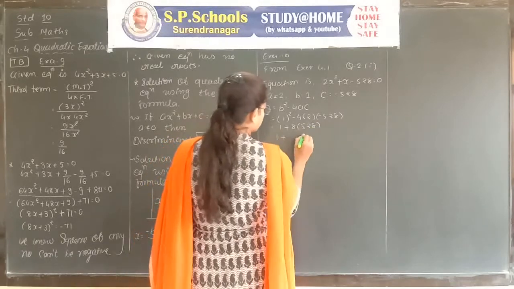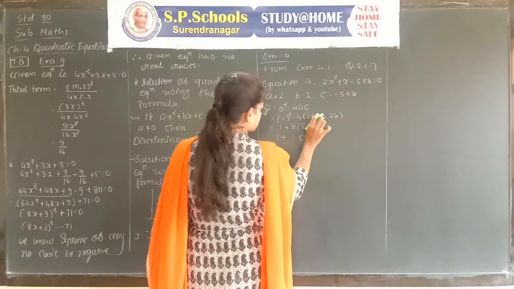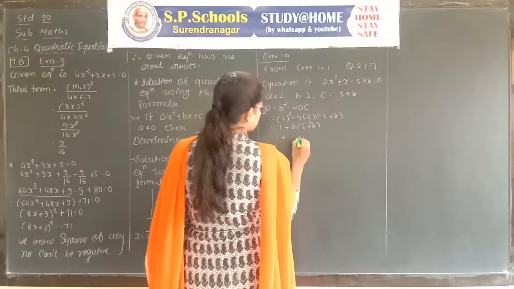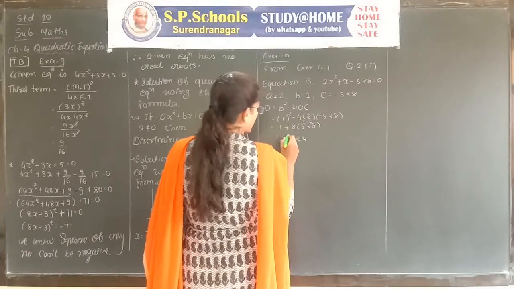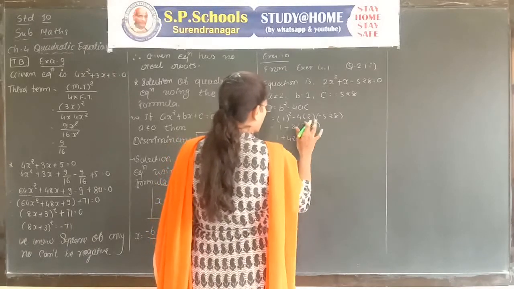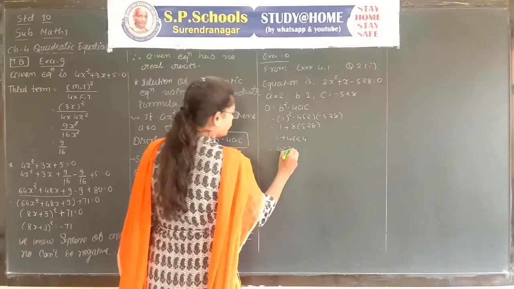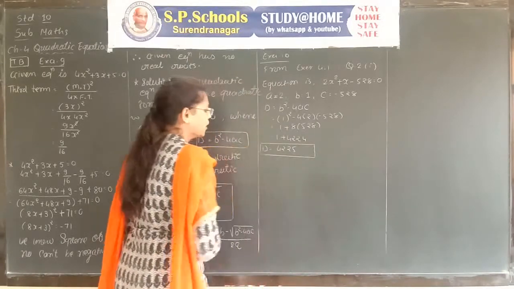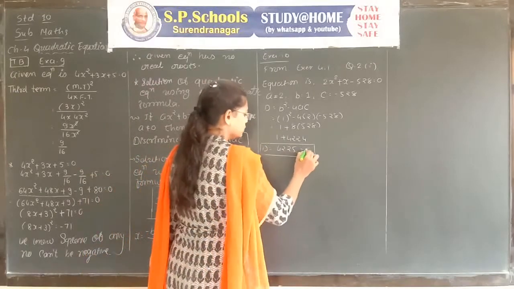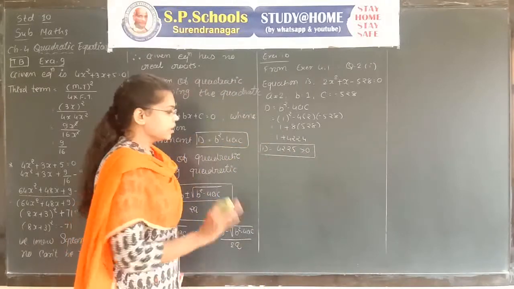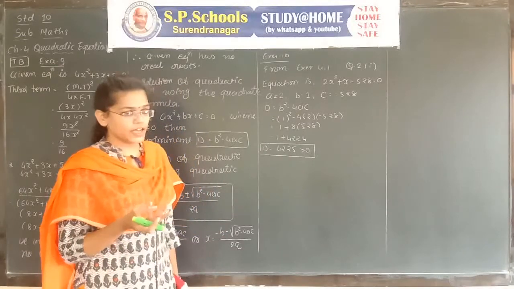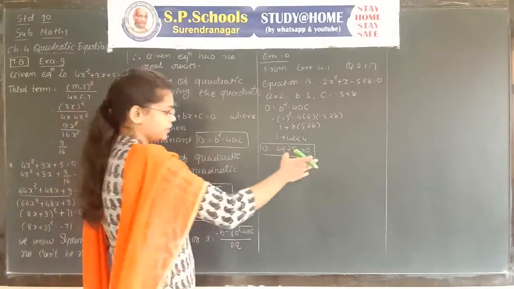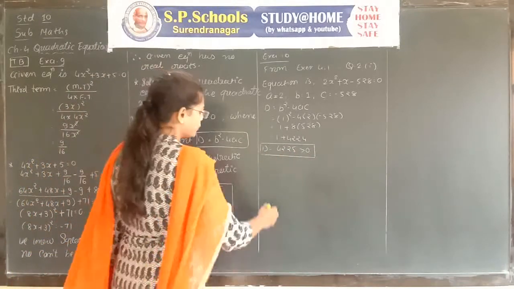1 plus 4 into 2 into 528, which is 4225, which is D. Here D is greater than 0. It depends on the nature of roots. There are 3 different types of values of D. If it is greater than 0, then this equation has 2 distinct real roots. We will see this in the next topic, nature of roots.